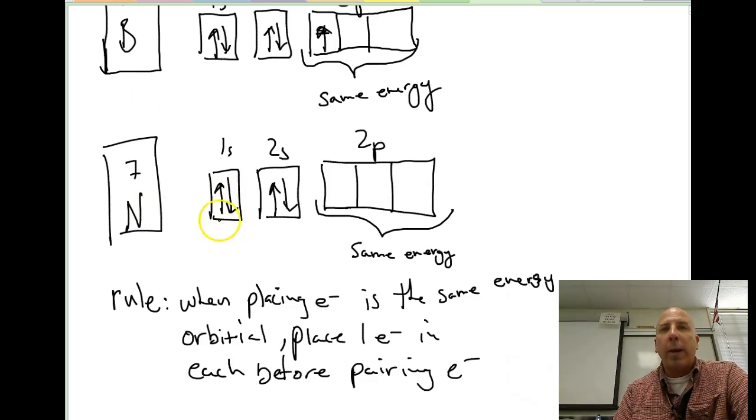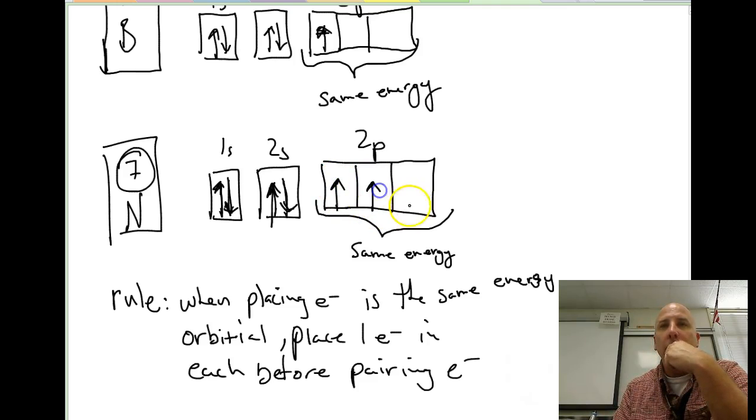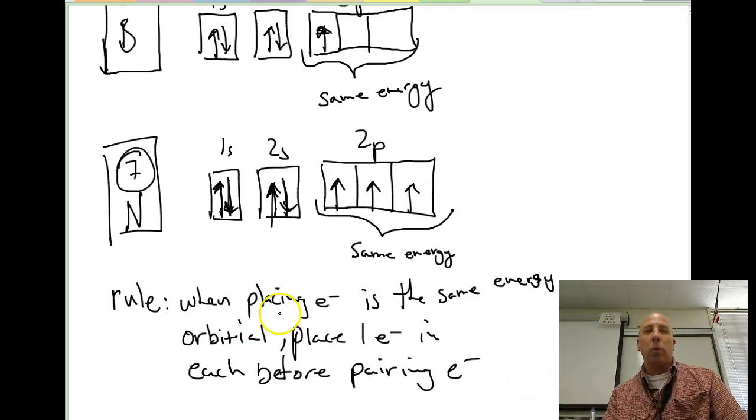Okay, so remember, we go back up here, we have 7 electrons to place. We have used 4. There's 1, 2, 3, and 4. So what we're going to do is to place the additional 3 orbitals, we're going to place 1 in the first p, 1 in the second p, and 1 in the third p for a total of 7. That addresses this rule: when placing electrons in the same energy orbital, place them 1 each before pairing.